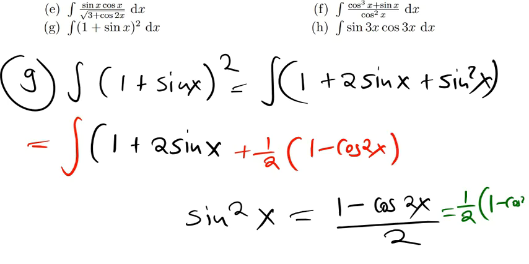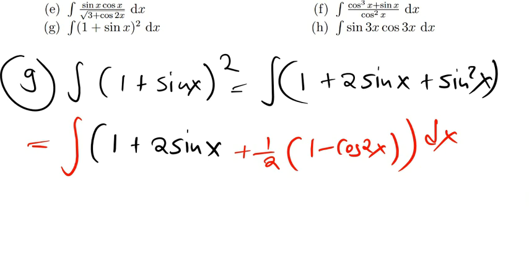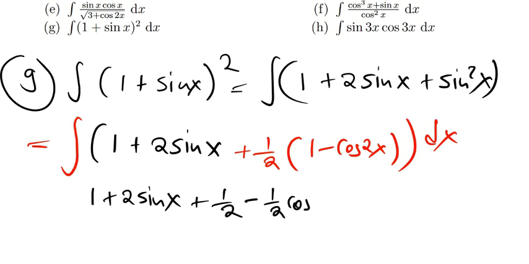Okay, like that. This is supposed to be integrated in respect to x. Okay, and so we can try to simplify this a little bit. You're going to have 1 plus 2 sine of x. Distribute the half, you're going to have 1 over 2 minus 1 over 2 cosine of 2x, of course with dx at the end. Now it appears we've got some like terms, half and 1, without even wasting time.